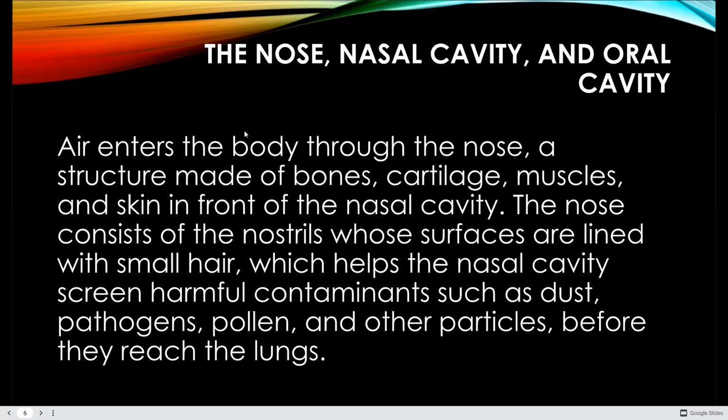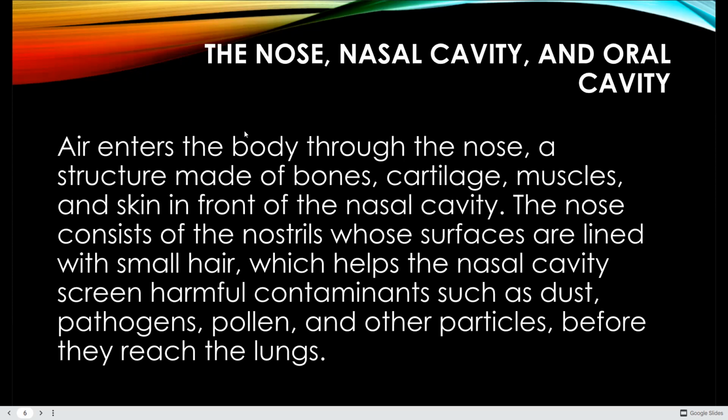The nose consists of nostrils, whose surfaces are lined with small hairs, which help the nasal cavity screen harmful contaminants such as dust, pathogens, pollen, and other particles before they reach the lungs. The hair in your nose acts as a barrier, a strainer, before the air can go to your lungs. Or else, if we don't have hair in our nose, what can happen?